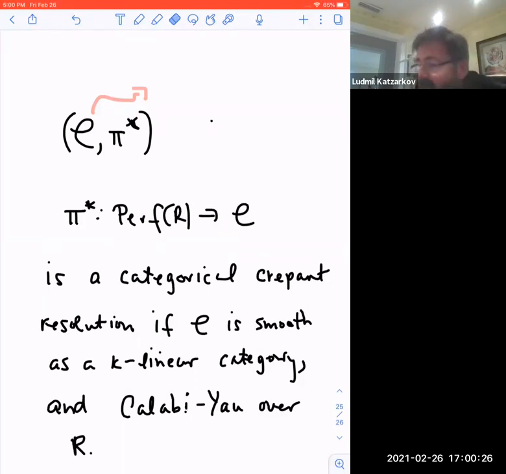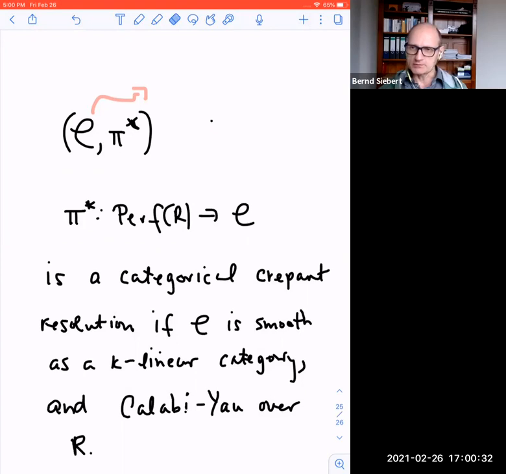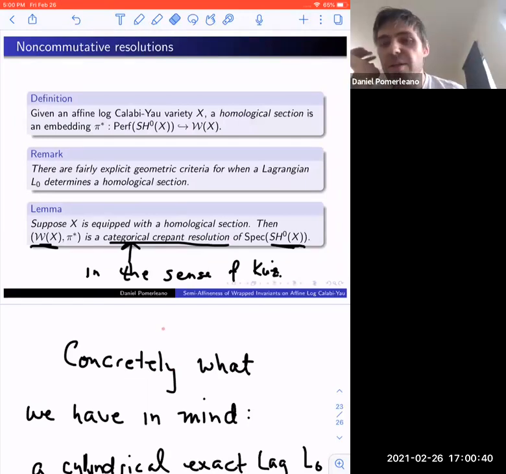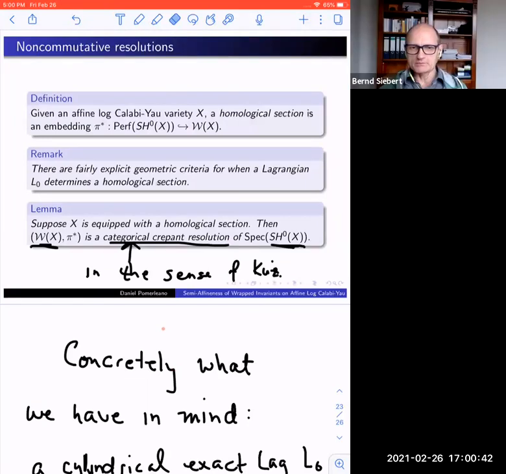Questions? So you don't get a geometric crepant resolution. You just, but you have a categorical statement. Yeah, but that's sort of. Oh, sorry. Somehow better as a mirror because it directly relates. Yeah, I get it.